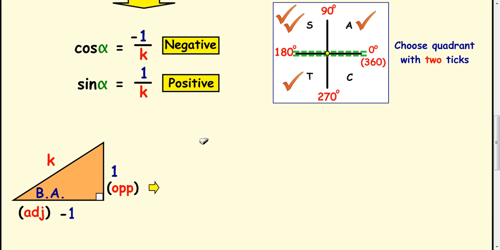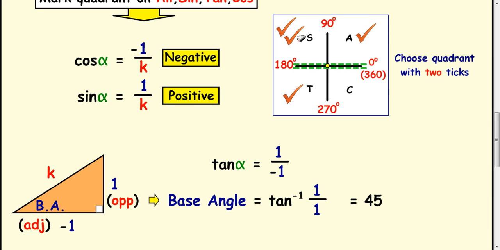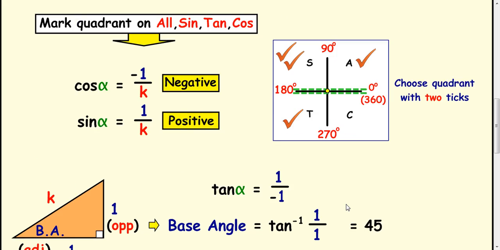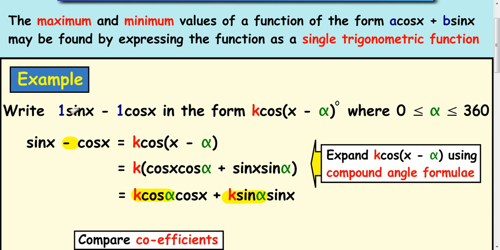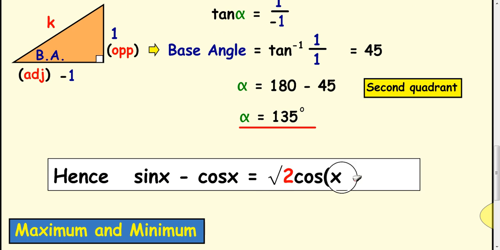So tan alpha is 1 over negative 1. Work out your relative acute angle, so inverse tan of the positive value here, so that's just 1. And if you inverse tan 1, you get 45 degrees. So the angle we're looking for is in the second quadrant. We have to subtract from 180 and get 135. So let's rewrite this here in this form. We've worked out k is root 2, we've worked alpha out to be 135, so we'll write that here.